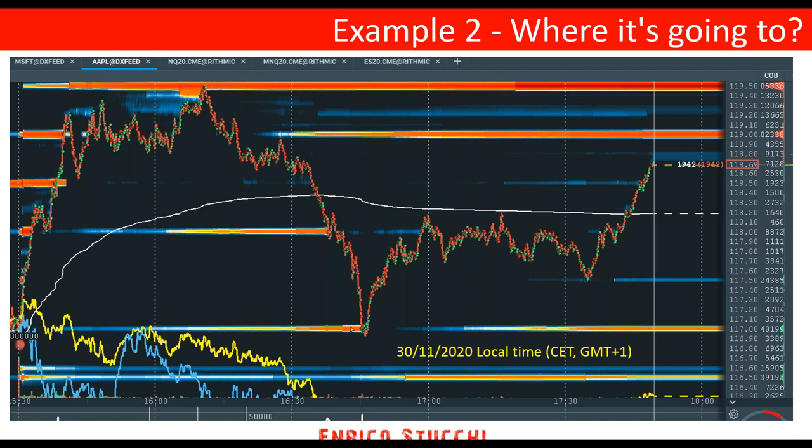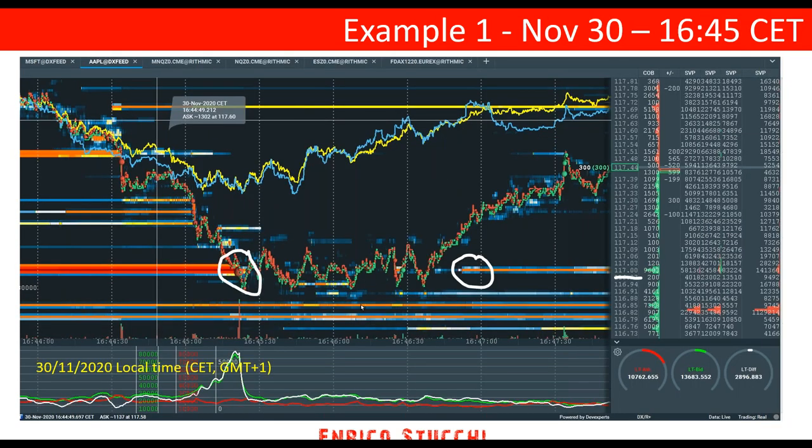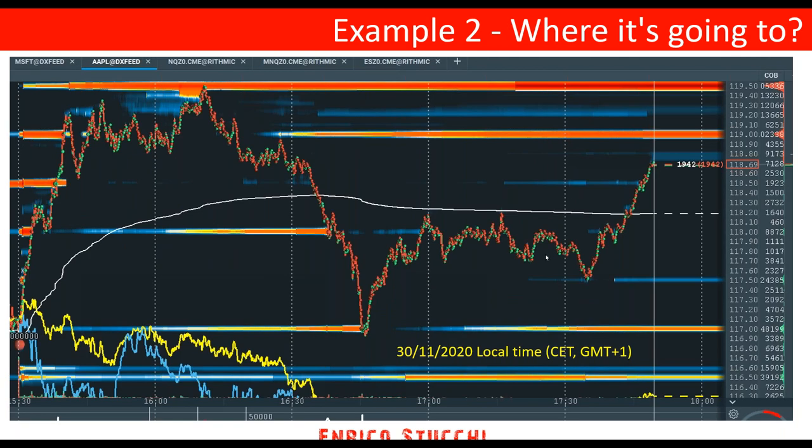Now, for instance, this is the absorption before here. It's here. The price is going up. In your opinion, is the price going up or down now? Up or down? Look at the liquidity here. So the probability to arrive here is very high. So if you are here, for instance, you can go long.